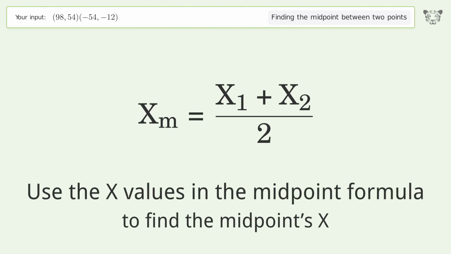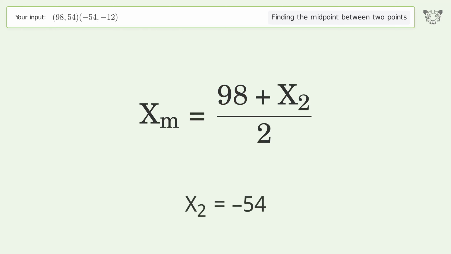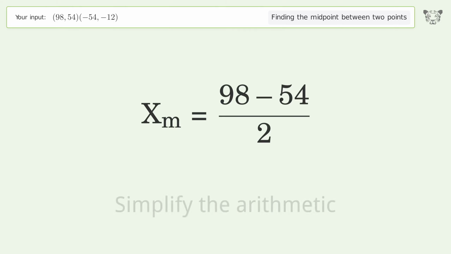Use the x values in the midpoint formula to find the midpoint's x. x1 equals 98. x2 equals negative 54. Simplify the arithmetic.